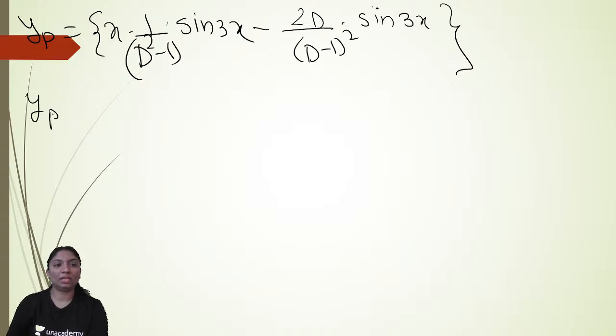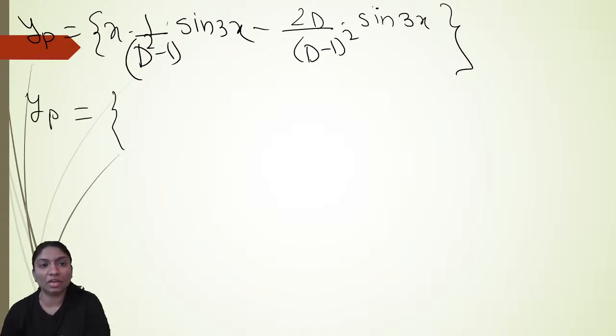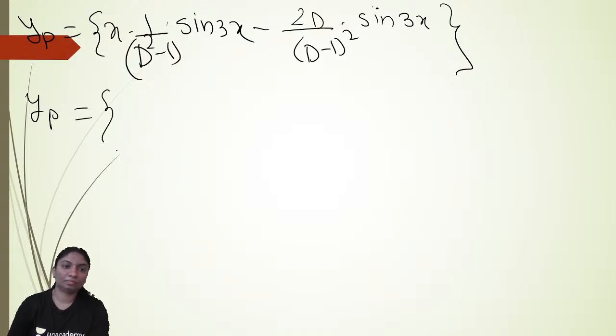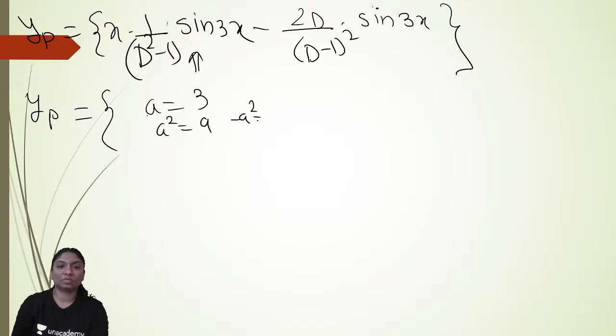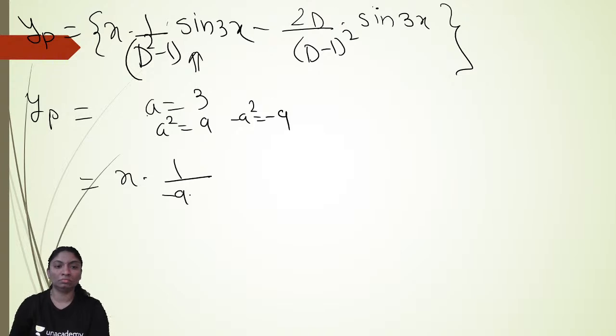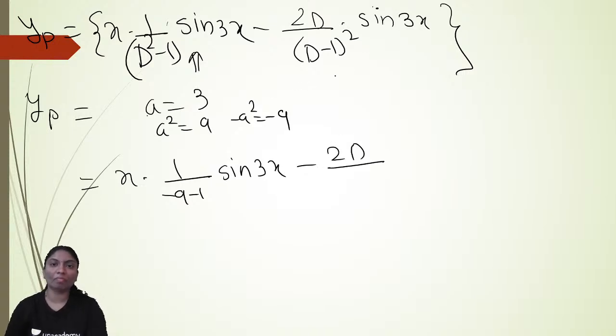Okay, so yp is equal to x into, now here we will use rule 2. Here a is equal to 3. A is equal to 3, a square is equal to 9 and minus of a square is equal to minus 9. So what we will do? We will do x into minus 9 minus 1 into sin 3x minus 2d upon, now here d minus 1 bracket square.